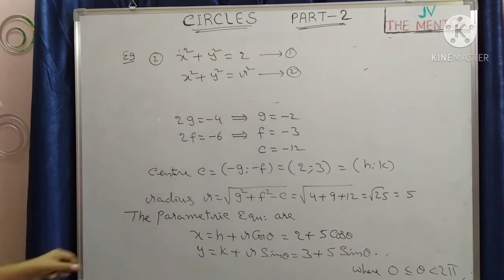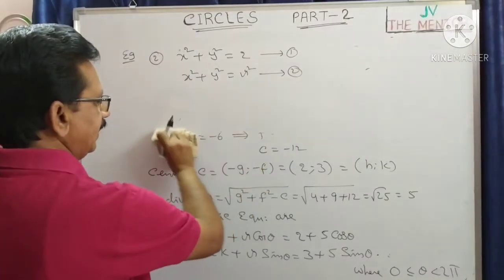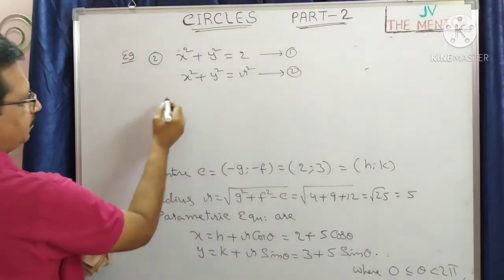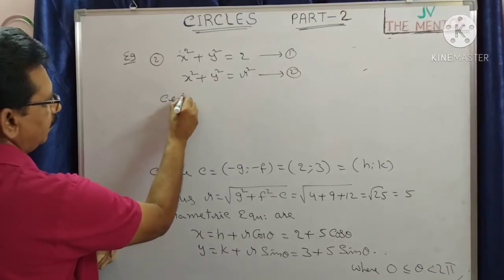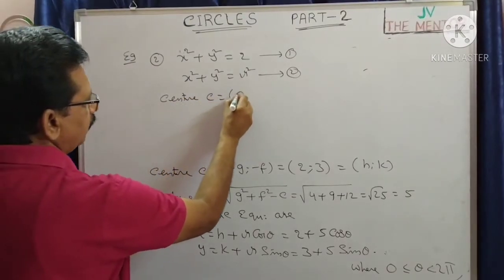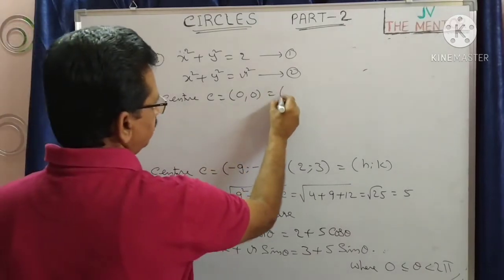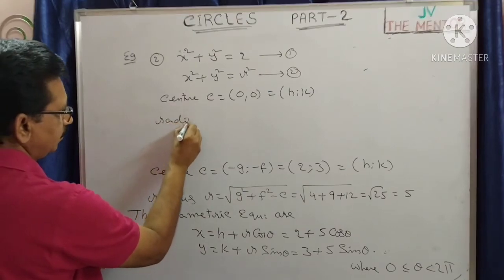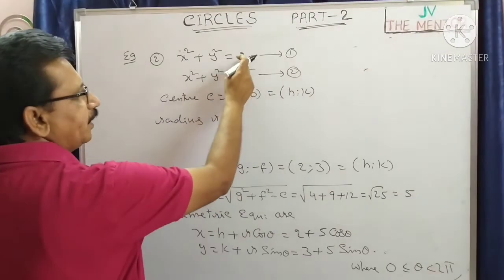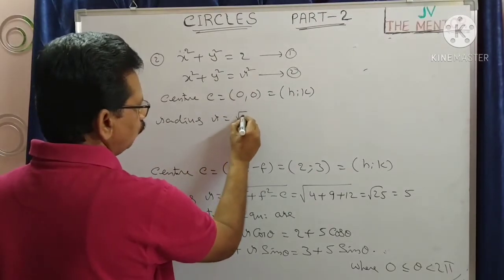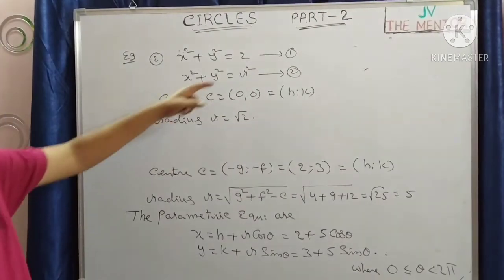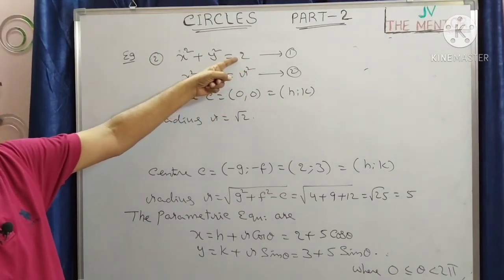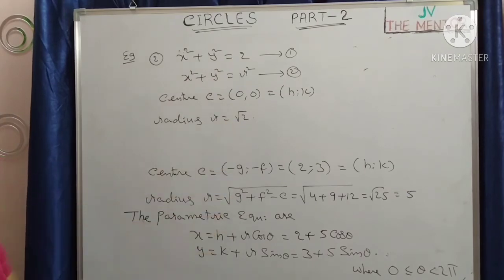Now from this we can say that the center of the given circle, center c equal to 0, 0, let it be h, k, and radius r equal to, here r square equal to 2, r equal to root 2. Here r square is 2, then we will get r equal to root 2.